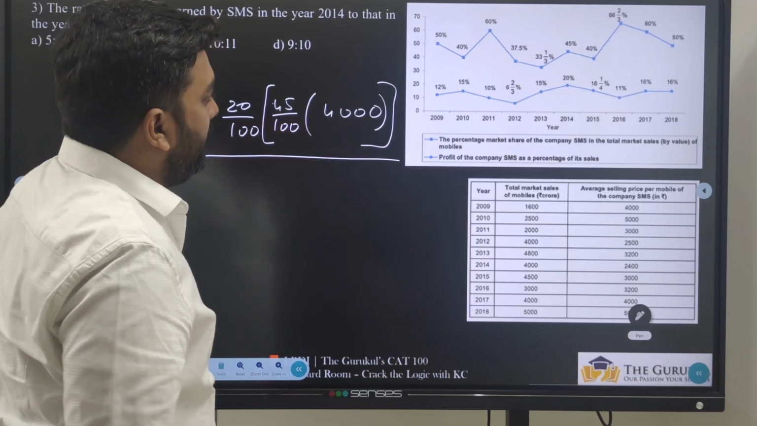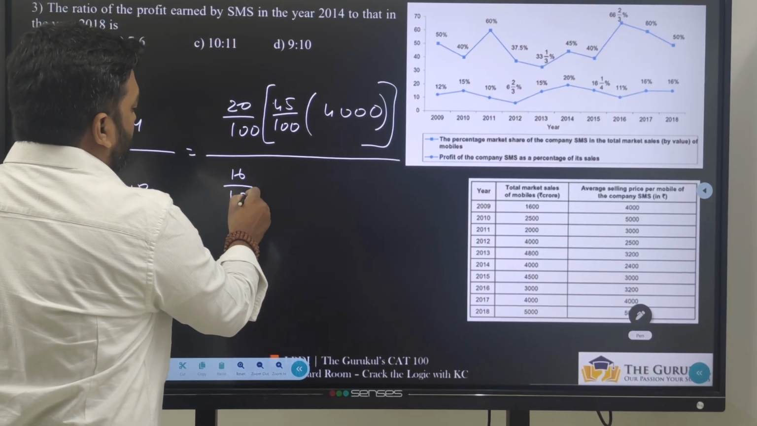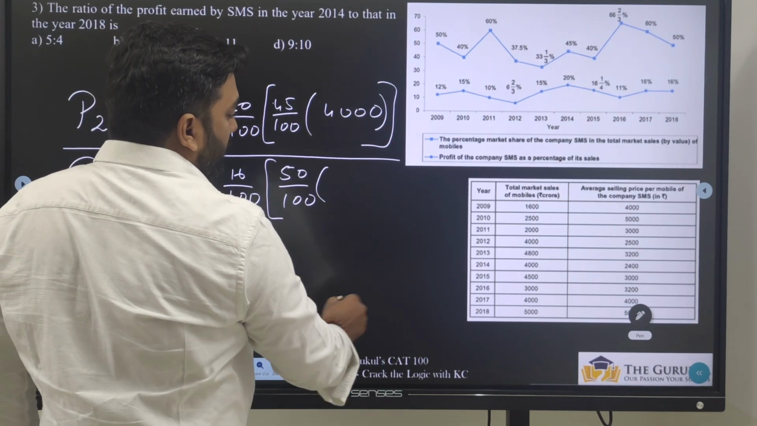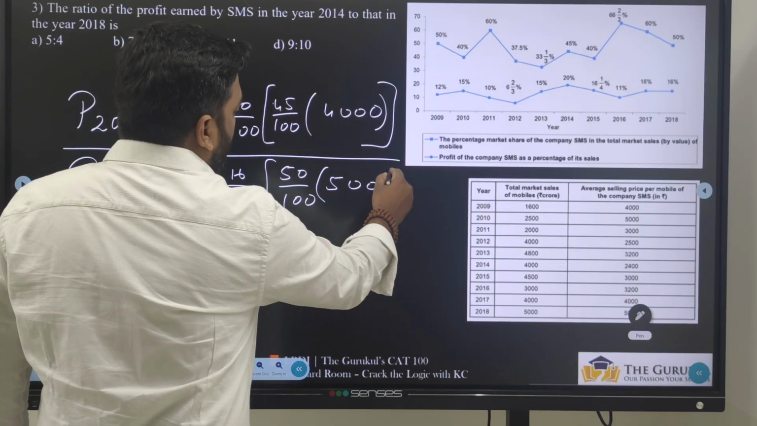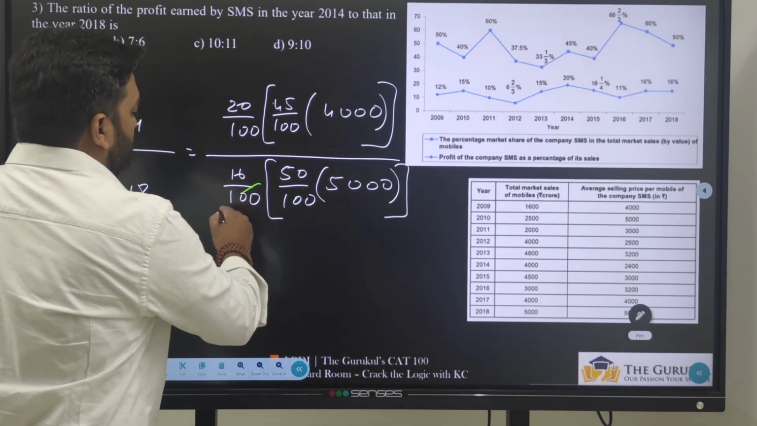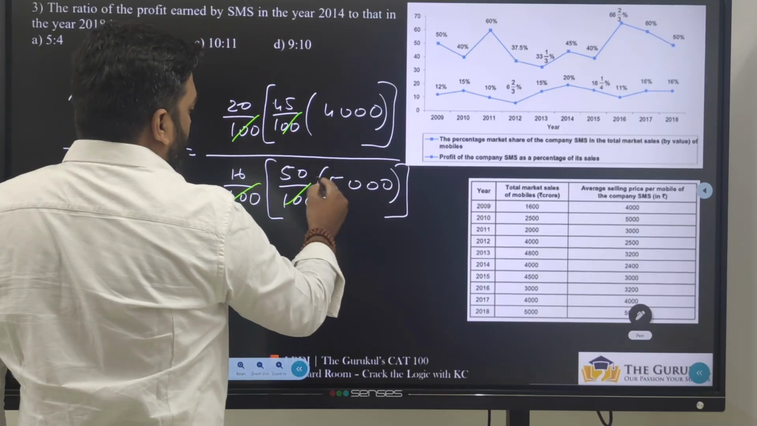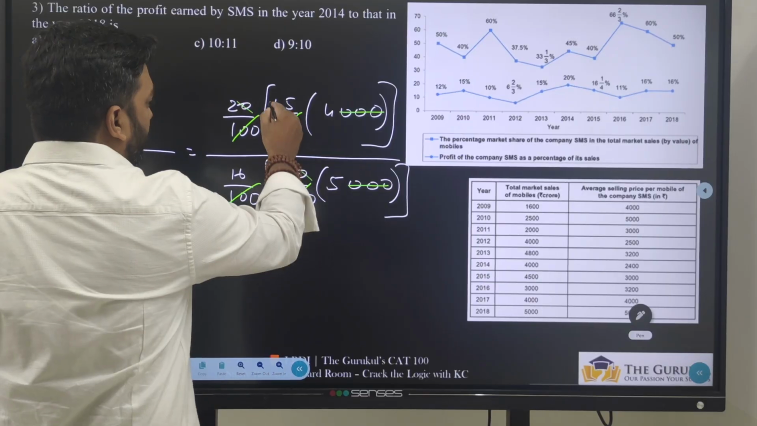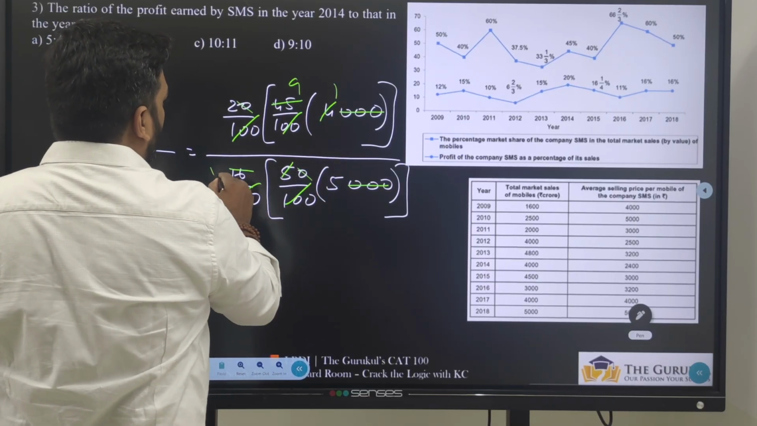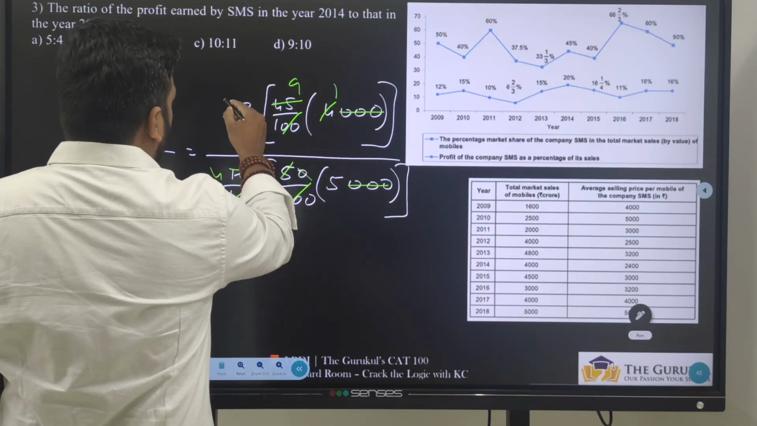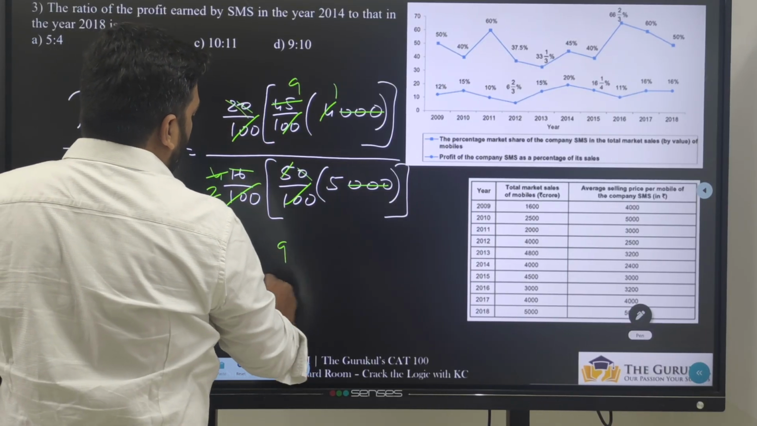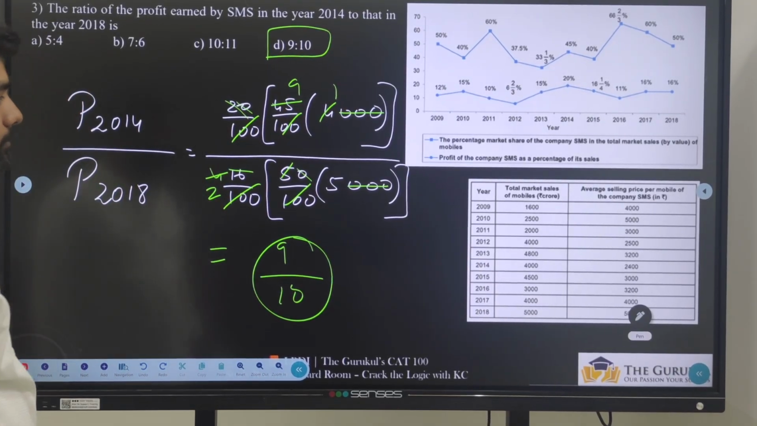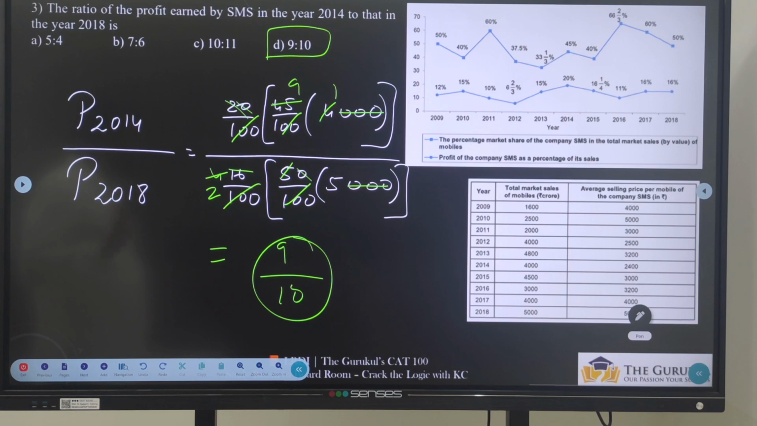By 2018, profit is 16%. Out of what? Out of 15% in the total market, that is 5,000. Now the hundreds get cancelled and the zeros cancel, 5, 9, 4, 4, and 2 and 2, which will be equal to 9 by 10. That is option D. This is a basic one.